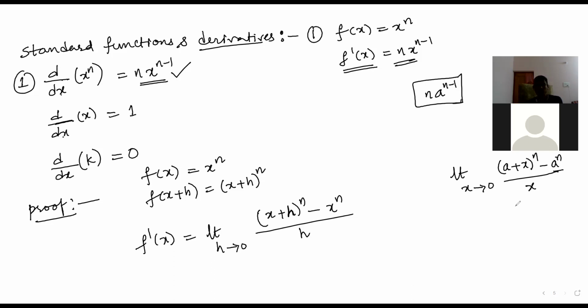Good. Here you know this formula: x to the power of n minus a to the power of n. What is it? It is x minus a into x to the power of n minus 1 plus x to the power of n minus 2 into a, and so on, right? Like that only, here also we have to use that.